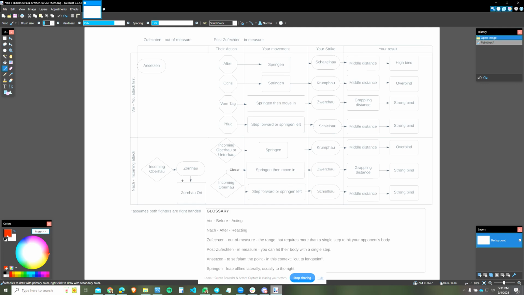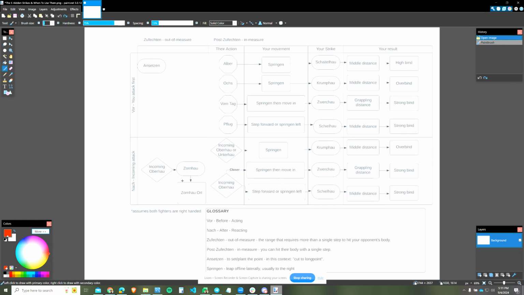The next would be if they're in Ochs, usually on their left side, protecting their head from your Oberhau, assuming both fighters are righties. In this case, you spring in. You may need to move in. You may not need to move in. This is relative based on both of your sword lengths and your arm length. So it is a relative thing.